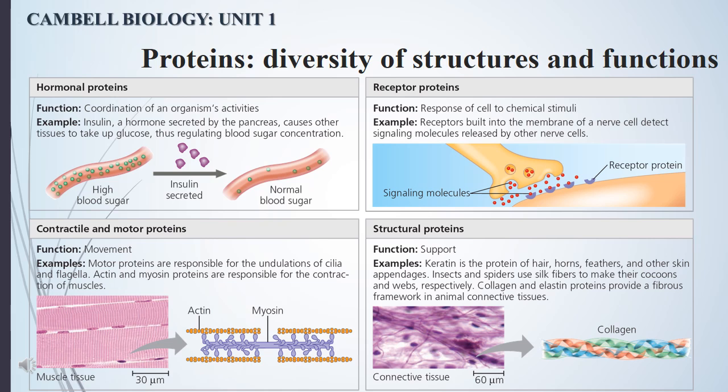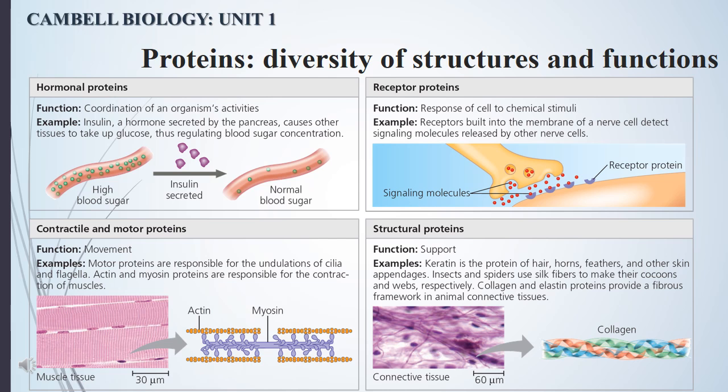Now the contractile and motor proteins, muscles, which are involved in movement. The motor proteins are responsible for undulation of cilia and flagella. Actin and myosin proteins are responsible for contraction of muscles. Actin and myosin are basically the constituents of a muscle fiber.